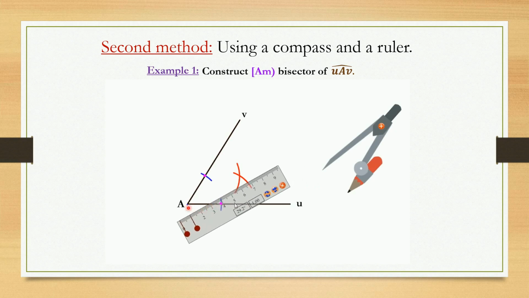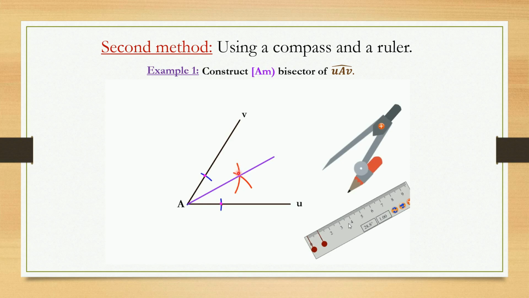Now, the bisector of angle UAV is in fact the semi-line that starts at A and passes through the point of intersection of these 2 arcs. I draw a semi-line that starts from the vertex A and passes through this point of intersection of these 2 red arcs. And we obtain the bisector AM of angle UAV. So here we have an angle UAV that is divided into 2 equal adjacent angles, UAM and MAV.